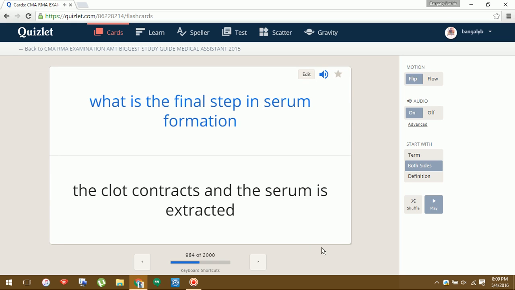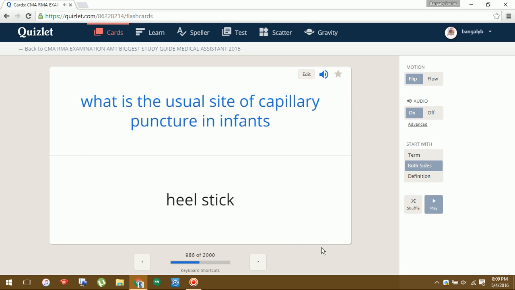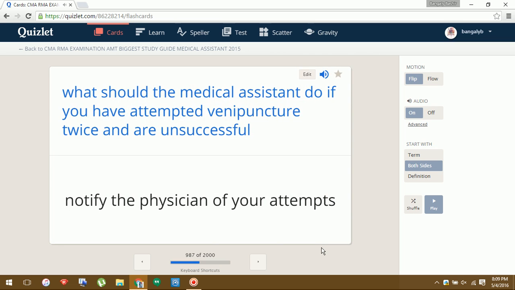What is the final step in serum formation? The clot contracts and the serum is extracted. Serum formation is known as clotting. What is the usual site of capillary puncture in infants? Heel stick. What should the medical assistant do if you have attempted venipuncture twice and are unsuccessful? Notify the physician of your attempts.